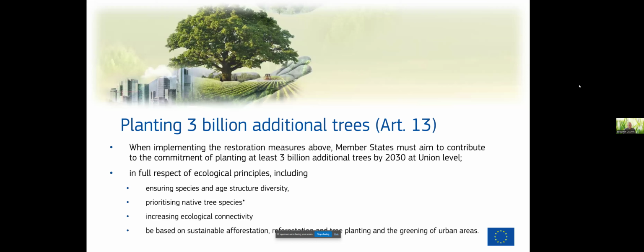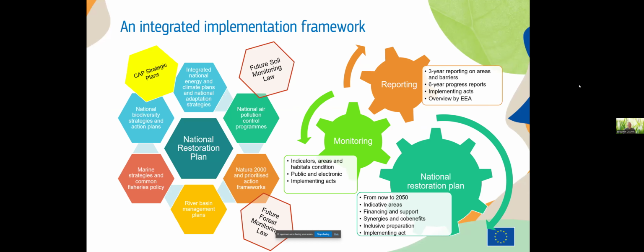I think we can skip the planting of 3 billion additional trees. It's not really a binding target in the same way as the others, but it's good that it's in there because it encourages member states to report on how they're doing in achieving this overarching target of the biodiversity strategy.